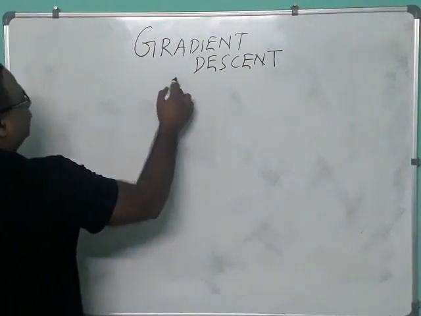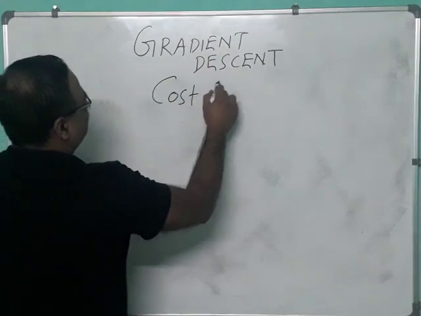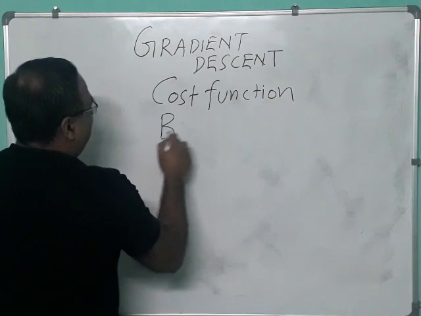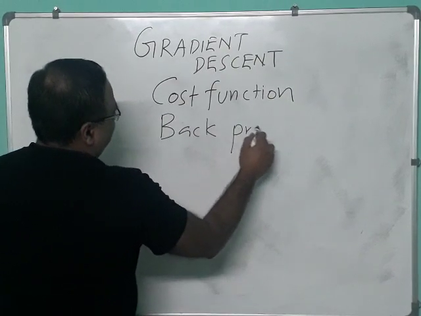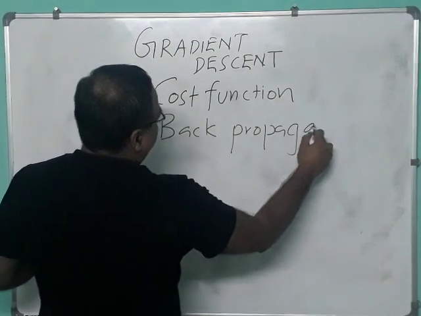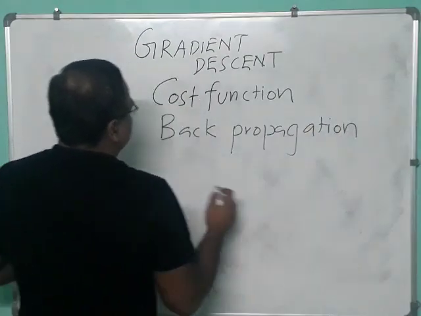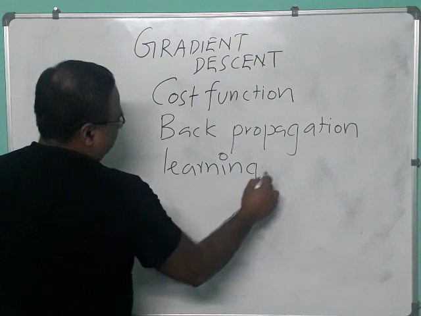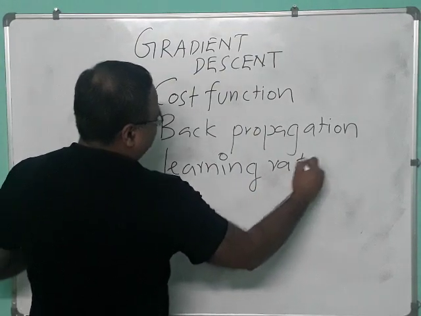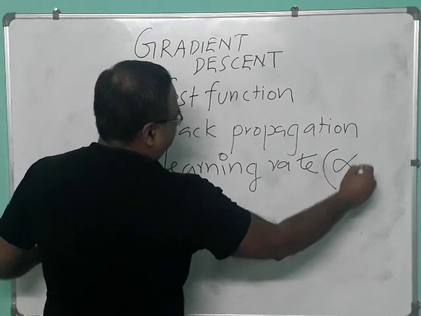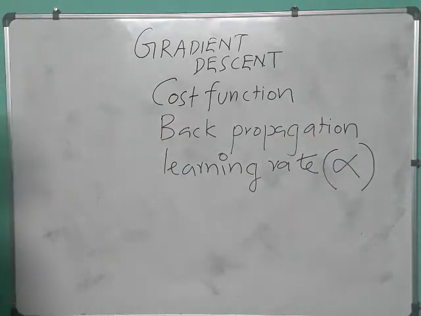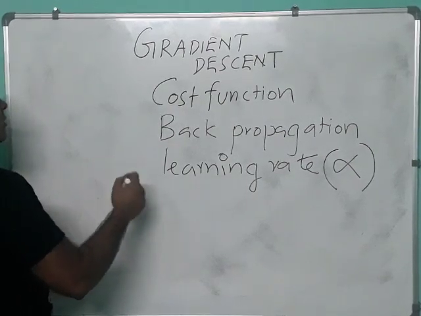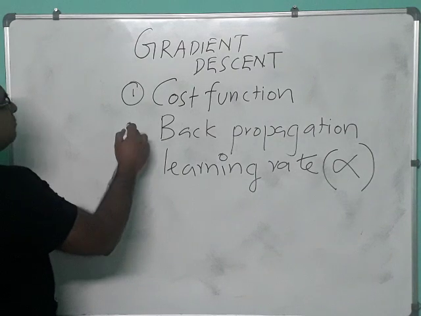Some important aspects we discussed are cost function, back propagation in the previous video related to gradient descent, and learning rate. So all these aspects we covered. The learning rate is denoted by alpha. See, in terms of machine learning or AI, these terms are very important.